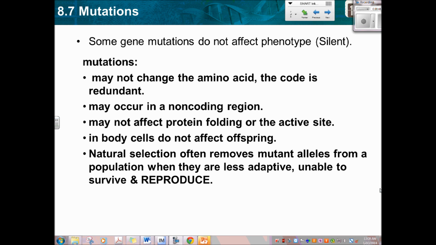Natural selection often removes mutant alleles. So if the mutation is bad, where the person cannot survive, then they don't reproduce, they don't pass that bad gene on. Does that make sense, you guys? That's what survival of the fittest is all about. We're not talking about the strongest. We're talking about being able to survive and reproduce and pass on your genes.